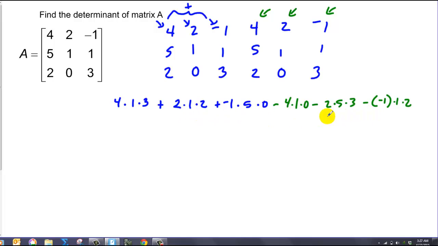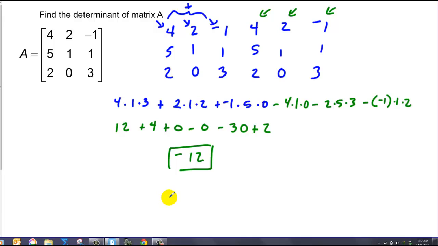And then I find all these products, sums and differences, and get a numerical answer. This is 12 plus 4 plus 0 minus 0 minus 30, and this is a plus 2. So combining all these, I get 16 minus 30 is negative 14, plus 2 is negative 12. And that's my determinant. Just straight calculations today. Kind of memorize the forms and you'll be all good.